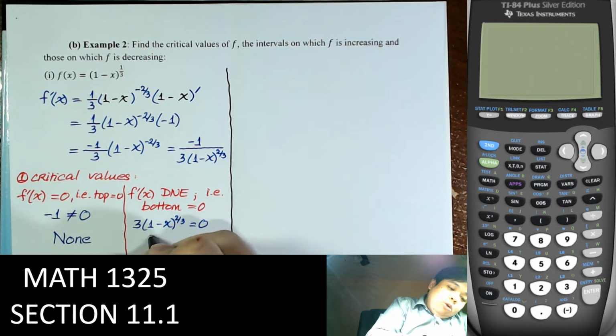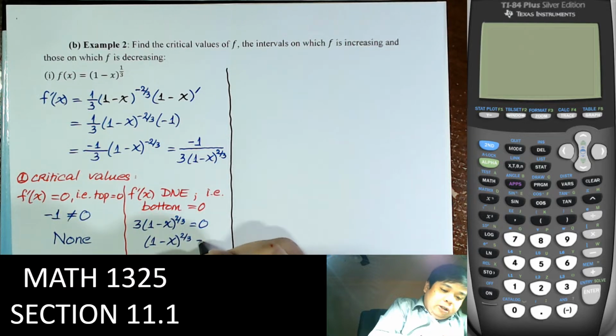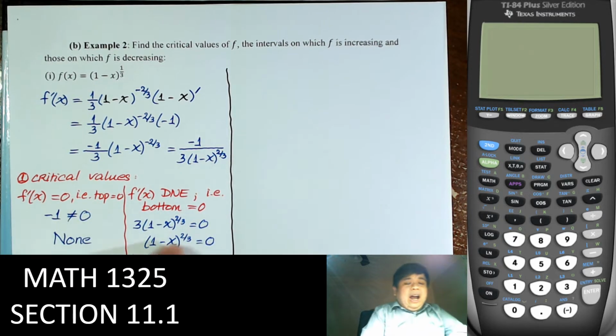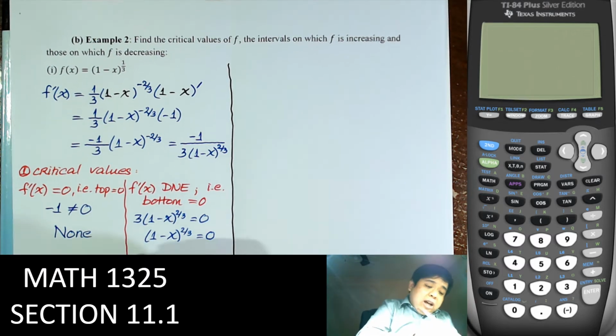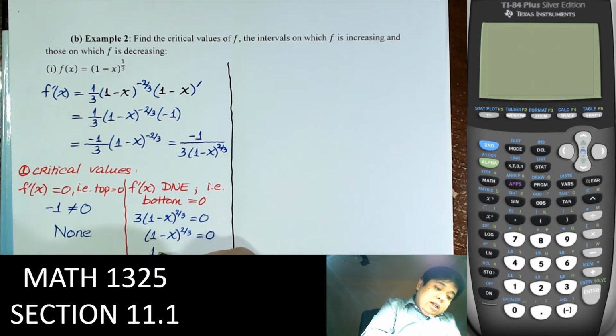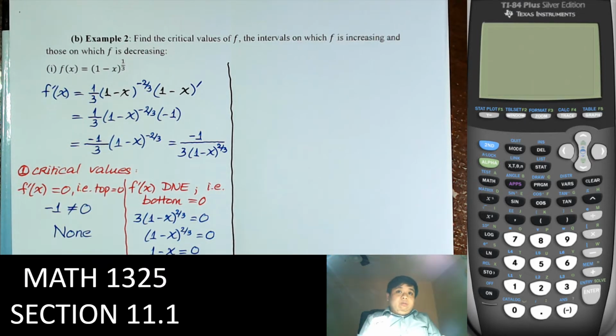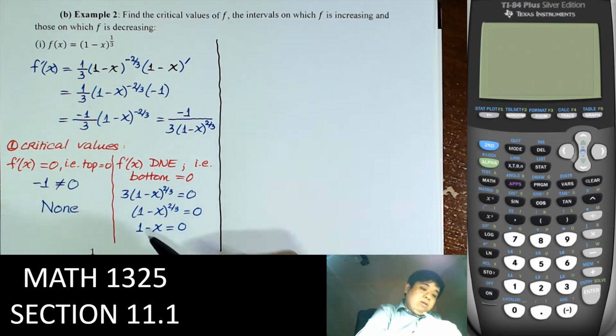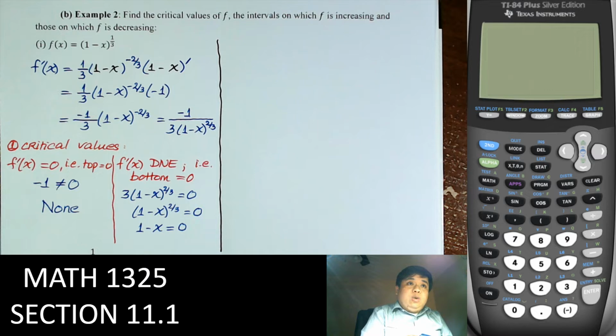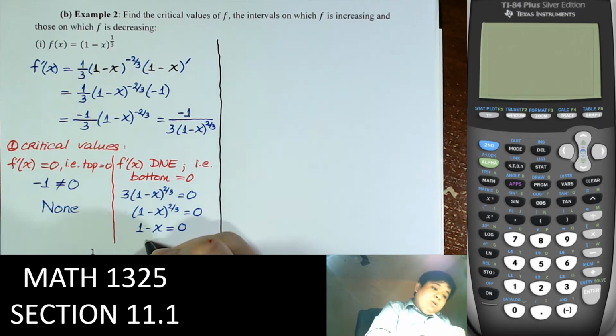Divide by 3 on both sides. Anything raised to some power equal to 0, the only case for that to happen is when the inside is equal to 0, right? Anything raised to anything that equals 0, the only case is the base equal to 0. So 1 minus x is 0, so x equals 1.